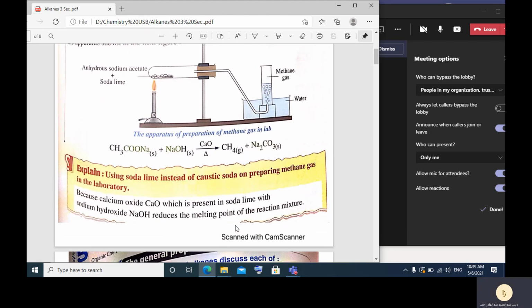If I ask you, why do we use soda lime instead of caustic soda only in preparing methane gas in the lab? Because calcium oxide, which is present in soda lime with sodium hydroxide, reduces the melting point of the reaction mixture. So I put CaO to lower the melting point of the mixture, so it melts quickly or heats quickly, and the product comes out faster. Okay.